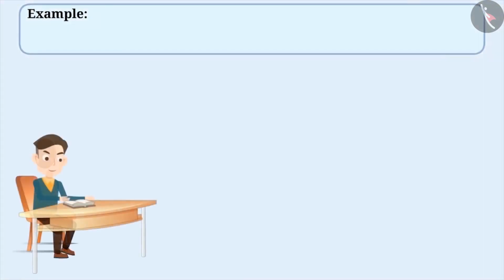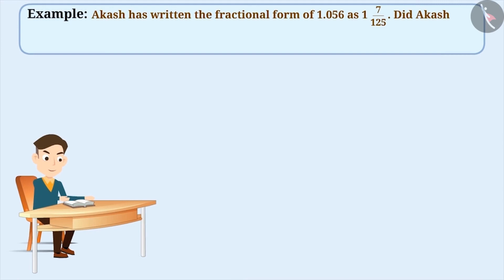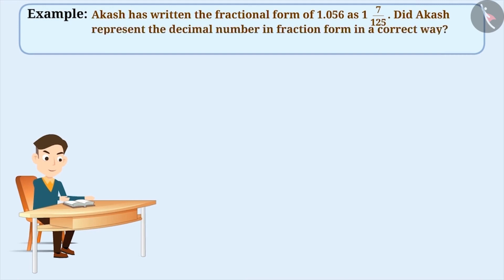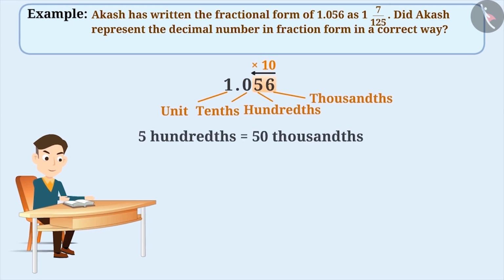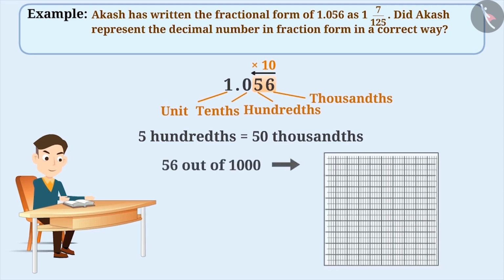Next example. Akash has written the fractional form of 1.056 as 1 and 7 by 125. Did Akash represent the decimal number in the fraction form in a correct way? There are 1 units, 0 tenths, 5 hundredths and 6 thousandths. You already know that the place value of numbers increases by 10 times moving from right to left. Therefore, we can say that 5 hundredths is equal to 50 thousandths. So, there are a total of 56 thousandths.